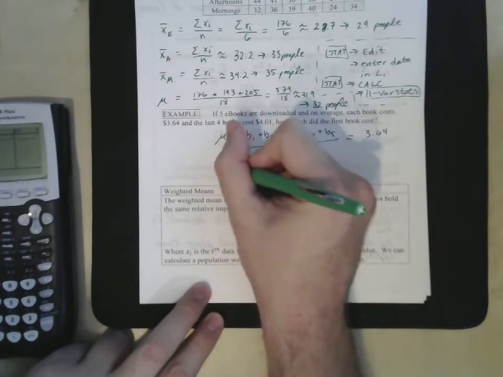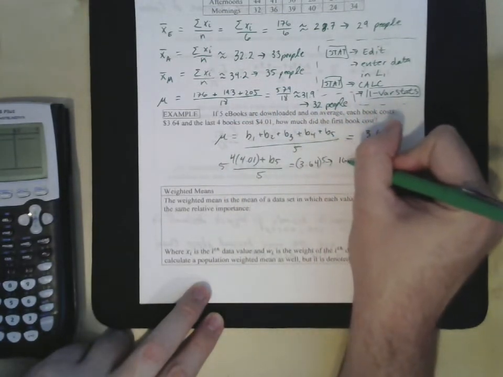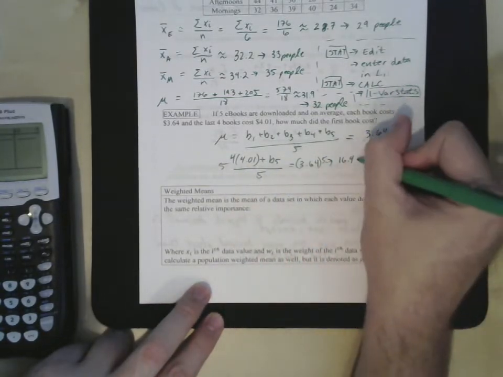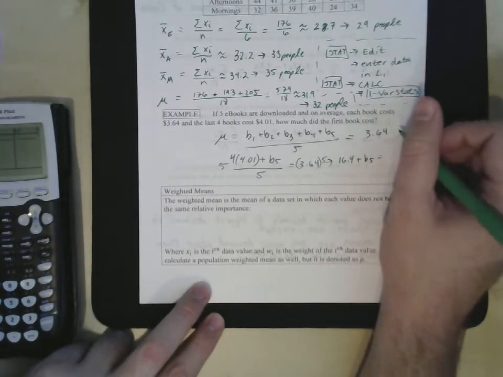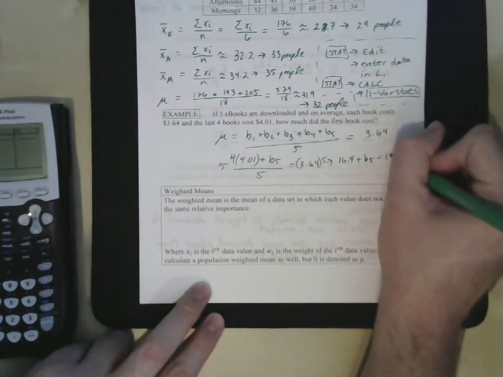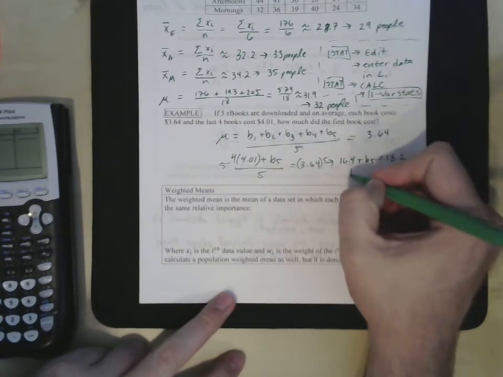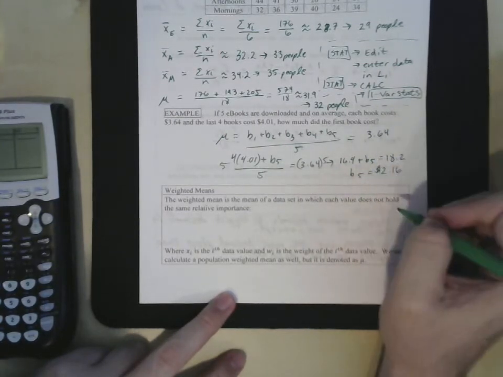Multiplying by 5 on both sides gives us 16.04. We're just simplifying 4 times 4.01, plus book 5 equals 18.2, which is what 3.64 times 5 is. And then book 5 equals 2.16, and that's dollars.